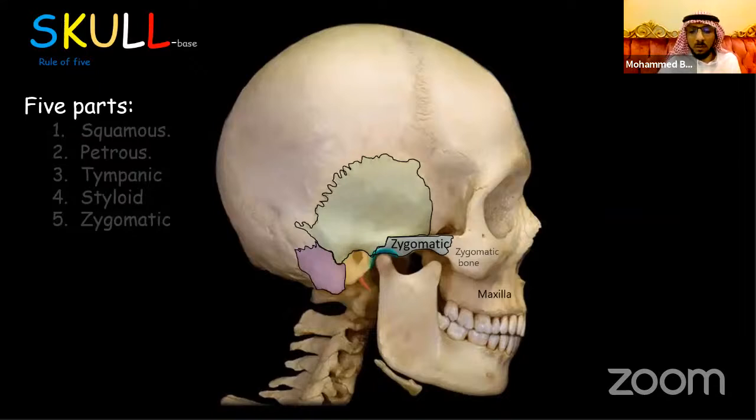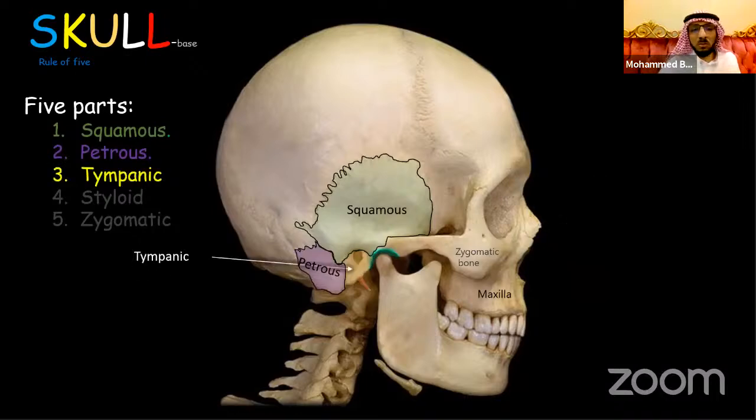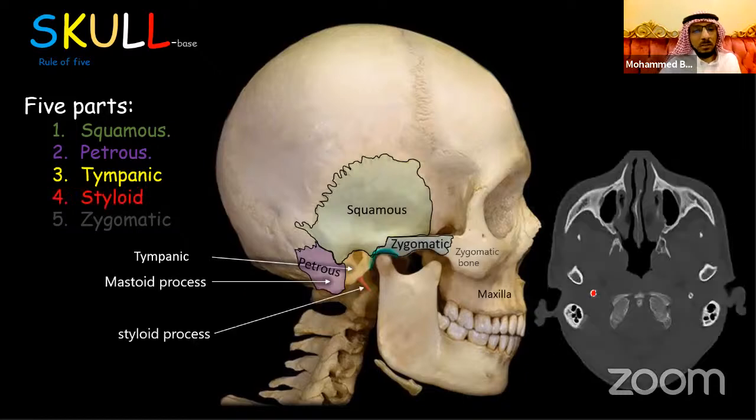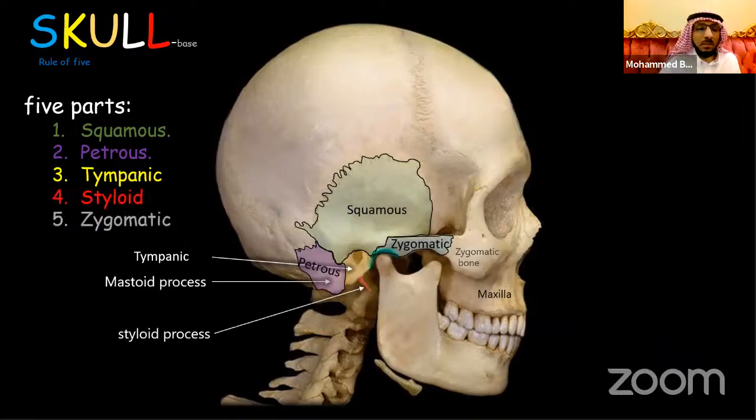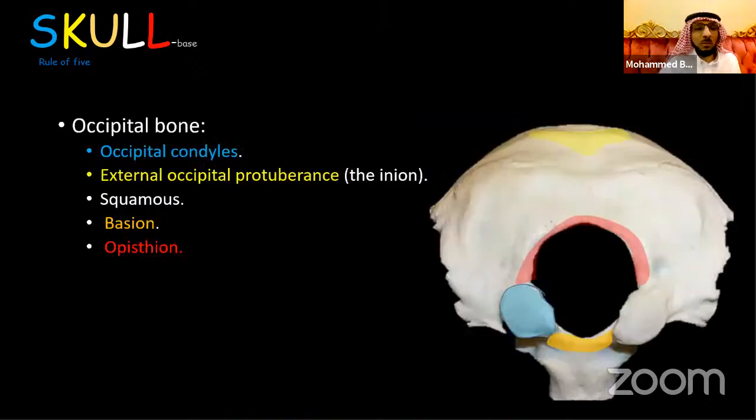The temporal bone is a very complex bone. It consists of five portions: squamous, petrous, including the mastoid process, the tympanic part, as well as the styloid process and the zygomatic process of the temporal bone, which is going to communicate with the zygomatic bone.